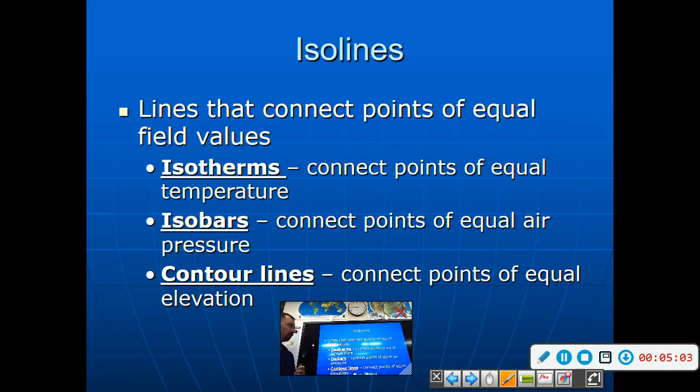Isobars, these are points of equal air pressure. That's one way we map out storms, because we look at their pressure. We can see if storms are strengthening if there's more isobars showing up. So that's something we do, mapping that. And then contour lines, of course, points of equal elevation, and we'll be dealing with those with contour maps, topographic maps, which we'll be looking at in the next part of the chapter.